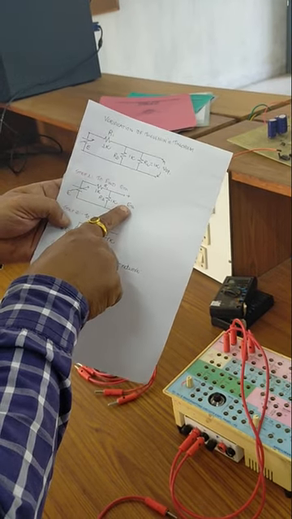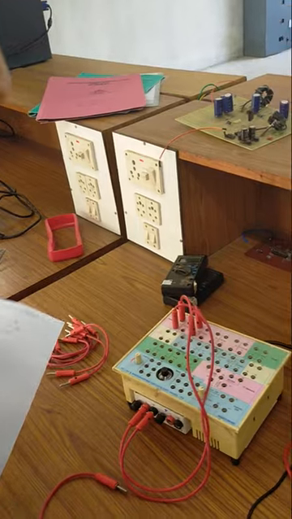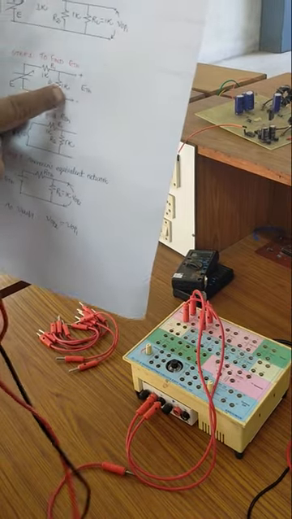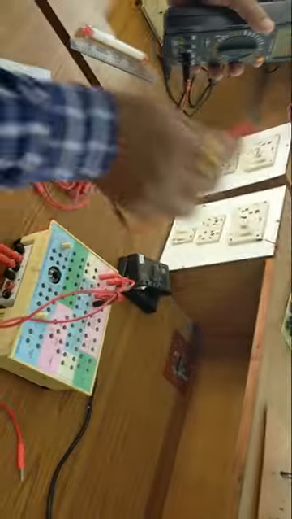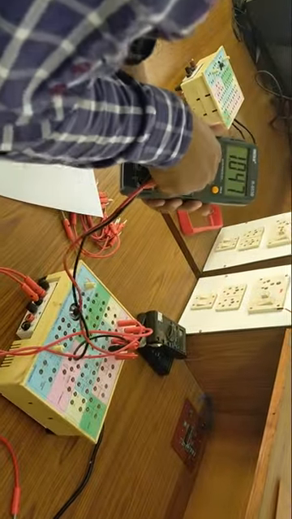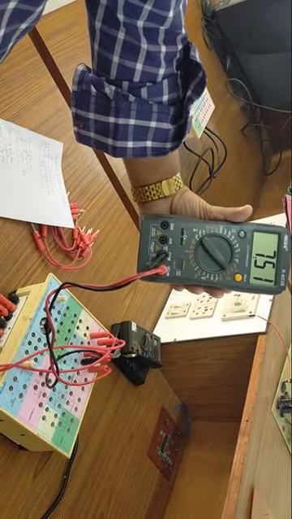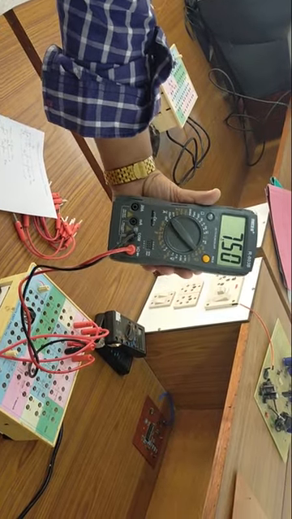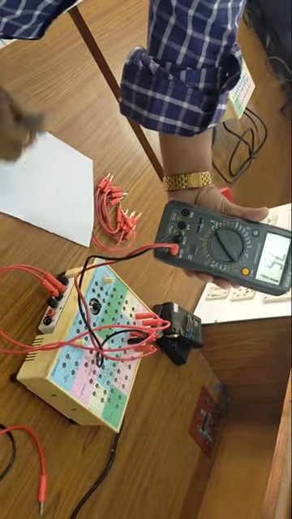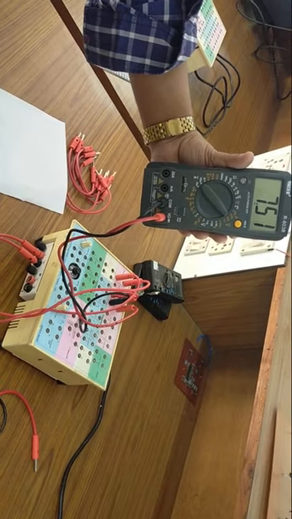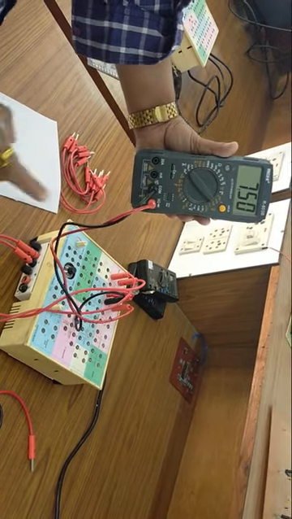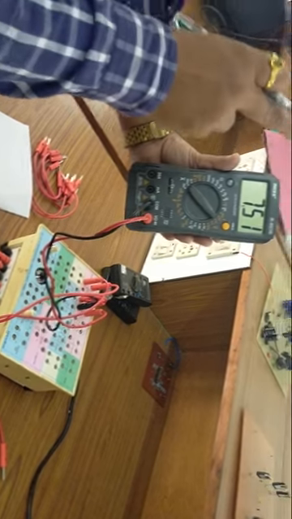Now we have to measure the value of ETH. Now we have removed RL, so how to measure the value of ETH? Simply we will take the multimeter and connect it across 1K. This is 1K, this is another 1K. Now let us switch on this supply. If you switch on this supply, the value will be 7.51 volt. We got the value of ETH equal to 7.51 volt. So the first part of Thevenin's theorem, finding Thevenin's equivalent voltage, is completed.